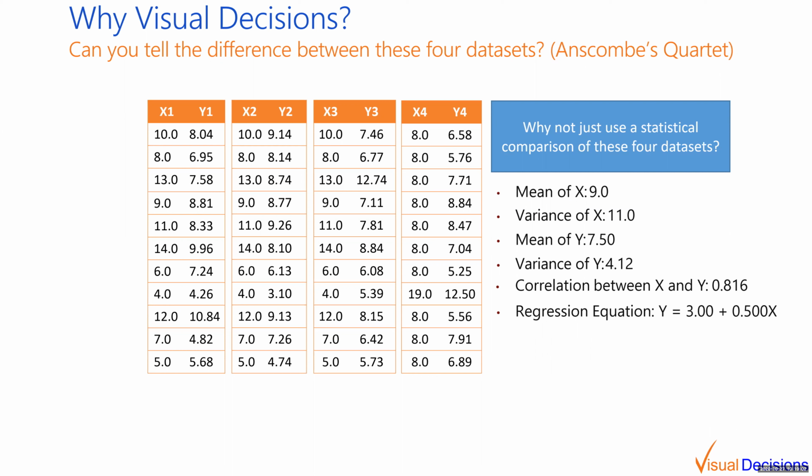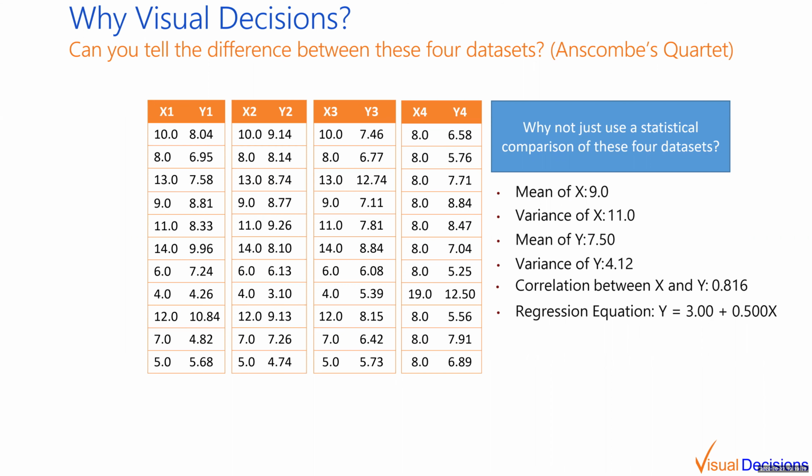So are the data sets actually very similar then? And in particular, what's the nature of the relationship between X and Y? At this point, we've looked at the raw data, we've looked at a statistical comparison of them, and it's very difficult to see anything.